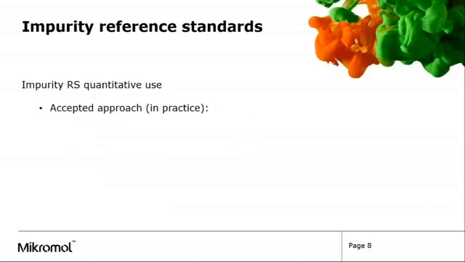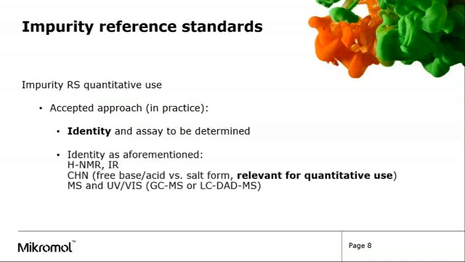So for quantitative use, the practical accepted approach, of course, includes identity. Again, we want to make sure we have the correct compound in hand, and the same techniques would apply as for qualitative use. Here, knowing whether you have, in the case of ionizable compounds, the free base or acid versus a salt form is even more important for quantitative use. And again, the other spectral properties should support the identity.